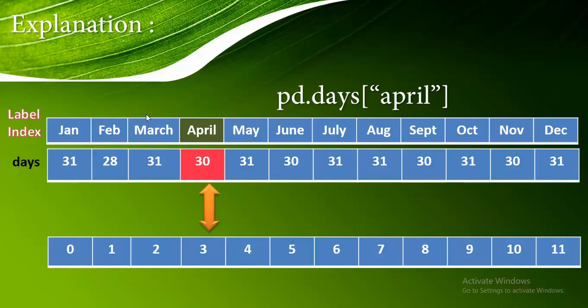Now let's suppose that if you want the number of days in April, then I will use the label index. Here the label is April, so similarly I use pd.days, then in double quotes. If you are using a label, always use the double quotes, and the name of the label is April.